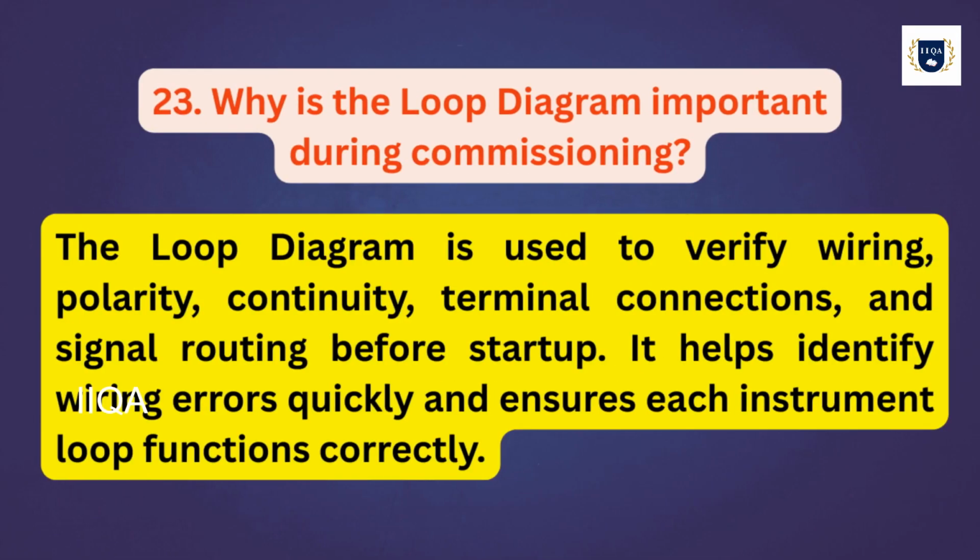Why is the loop diagram important during commissioning? The loop diagram is used to verify wiring, polarity, continuity, terminal connections, and signal routing before startup. It helps identify wiring errors quickly and ensures each instrument loop functions correctly.